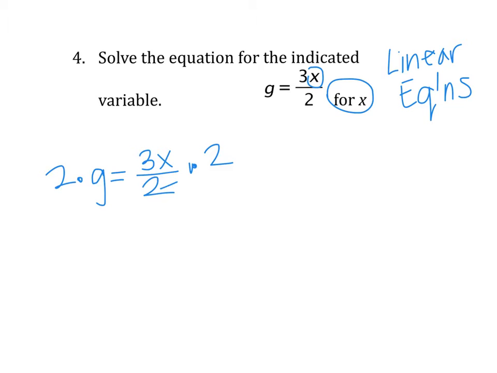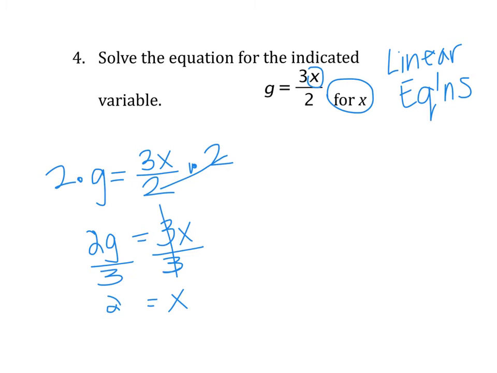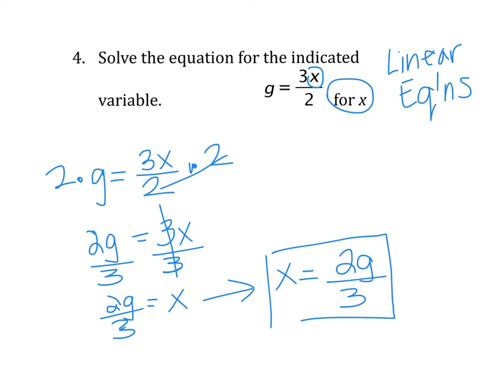When you do that, on the right, the 2's cancel. 3x comes down, and then you have 2 times g on the left-hand side. So then the only thing left to do is to divide. To get the x totally by itself, you'll divide both sides by 3. Those 3's on the right cancel. You have x on the right-hand side by itself, and on the left side, 2g over 3. You could also choose to flip that around, reflexive property, 2g over 3. And that's it.